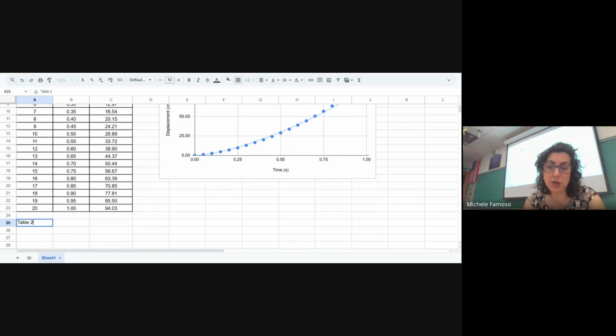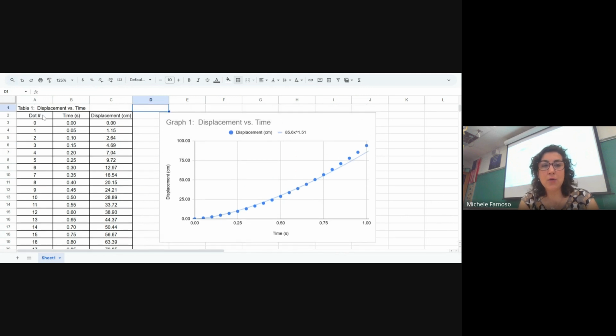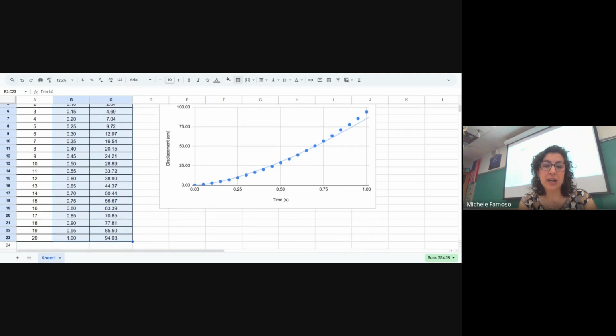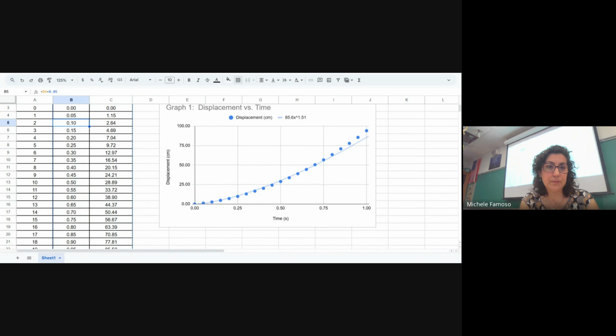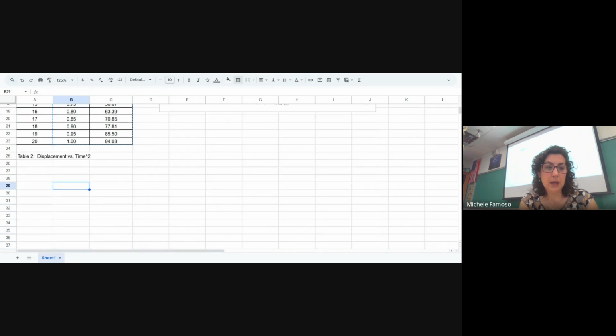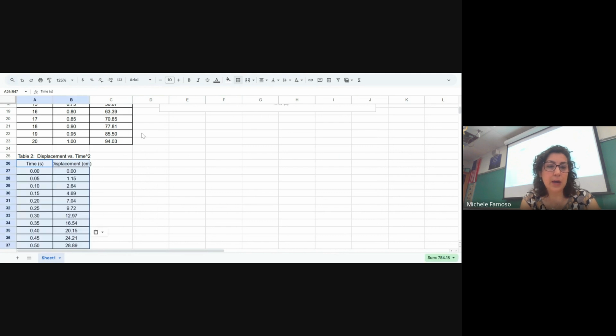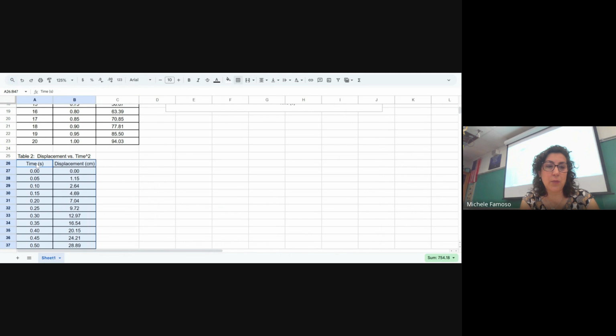So table 2 is going to be the data for displacement versus time squared. Okay. So what I'm going to do is I'm going to come back up to table 1. I don't care about the dot numbers anymore. I just care about the times and the displacements. I'm just going to copy that over, and I'm going to put that here. I don't want to adjust the displacement. I'm going to leave that alone, but I need this time to now be time squared in seconds squared.